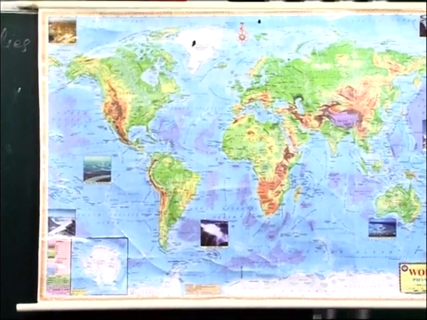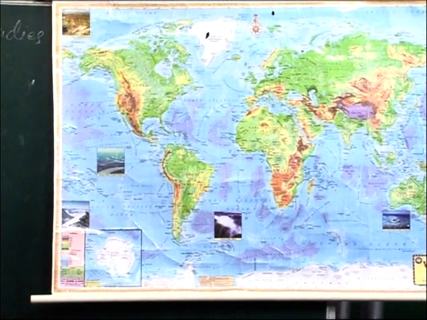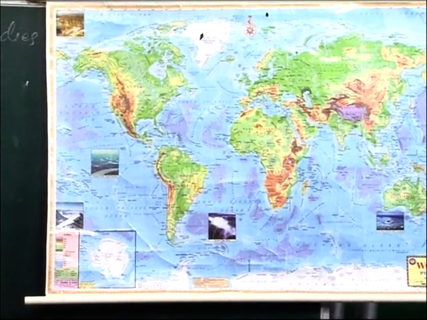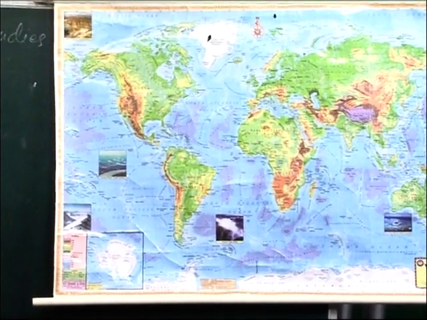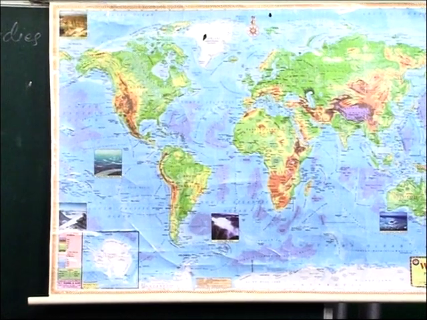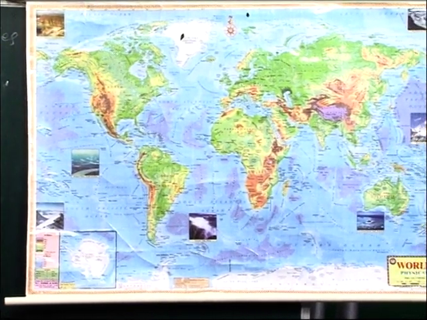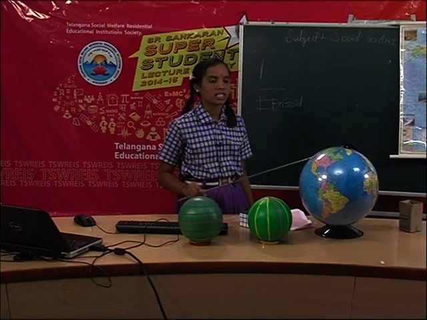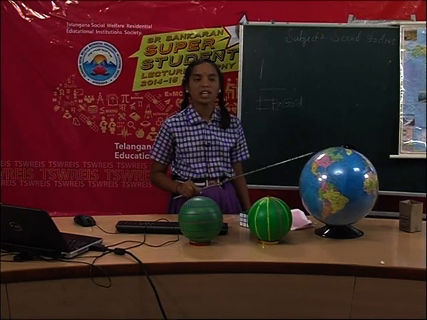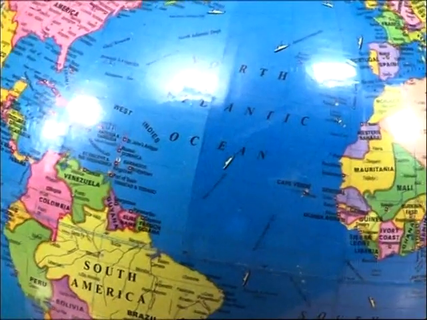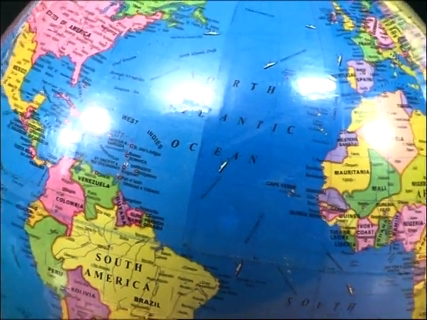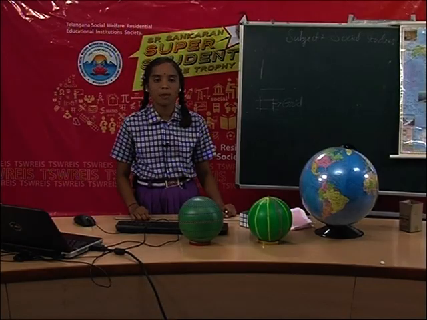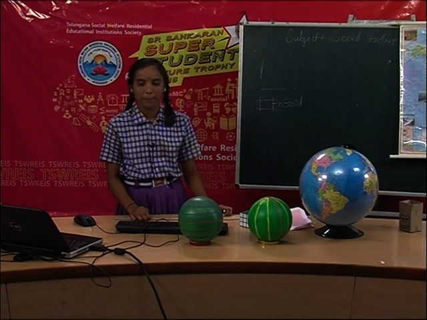Okay friends, now look at the globe. Similarly, like on the map, on the globe also we are able to see the vertical lines and horizontal lines. Okay friends, between these vertical lines and horizontal lines the grids are formed. Friends, today we are going to discuss about our Earth's grid system.